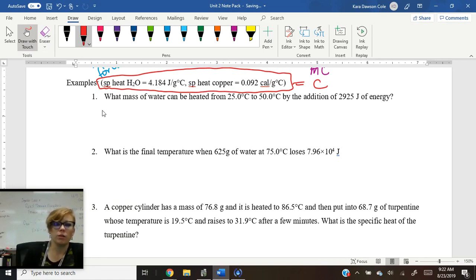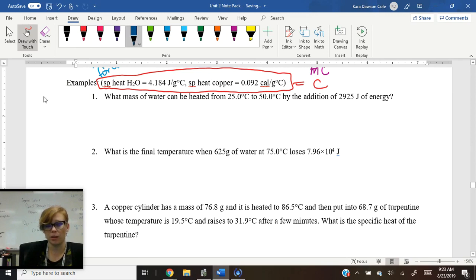So now you have to look at the equation. So you have to look at what's happening in the reaction or in the process that you're looking at. It says what mass of water can be heated from 25 degrees Celsius to 50 degrees Celsius by the addition of 2,925 joules of energy.